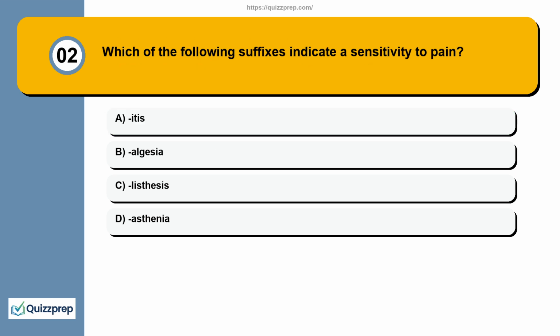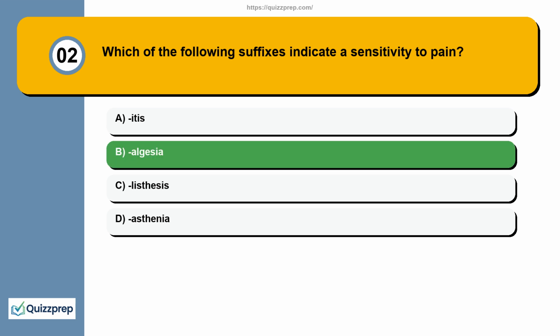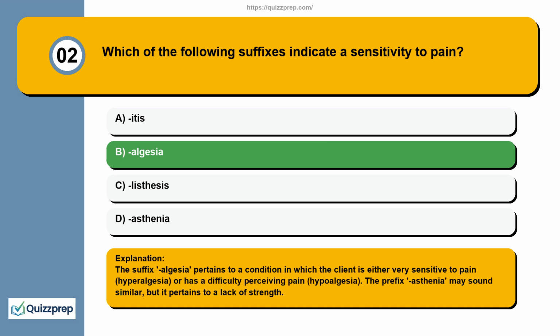Question 2. Which of the following suffixes indicate a sensitivity to pain? Itis, algesia, listhesis, asthenia. The suffix algesia pertains to a condition in which the client is either very sensitive to pain, hyperalgesia, or has a difficulty perceiving pain, hypalgesia. The prefix asthenia may sound similar, but it pertains to a lack of strength.